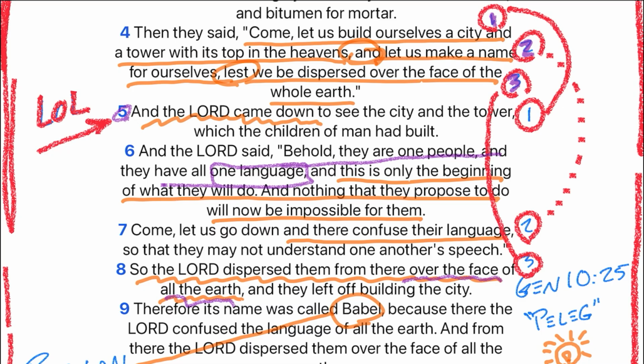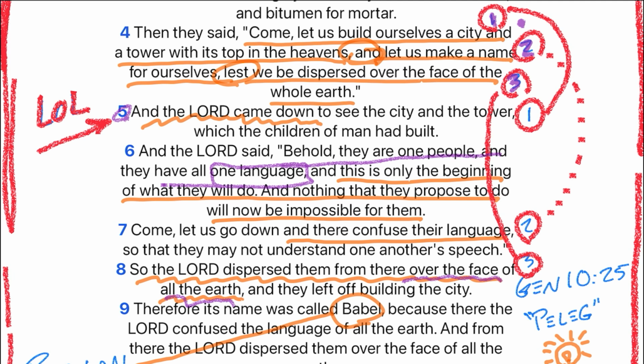Now, catch the symmetry in this. Up here in verse 4, we see that, "Come, let us build ourselves a city with a tower that reaches to heaven." And then down here in verse 5, God had to come down to see their city. So they didn't make it to heaven. Their first goal, they didn't achieve. Their second goal up here was, let us make a name for ourselves. And then if you follow that down here to verse 7, it says, let us confuse their language, essentially keeping them from being able to do, remember what he said, if they have one language, nothing will be impossible for them. So he confused their language.